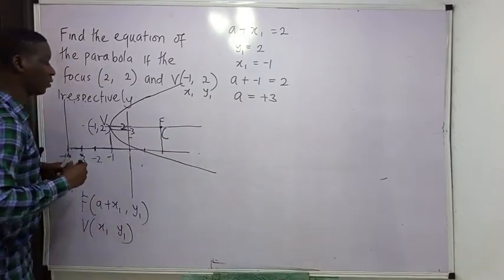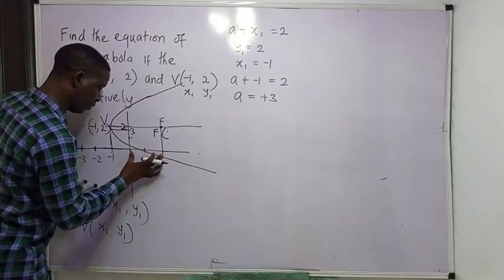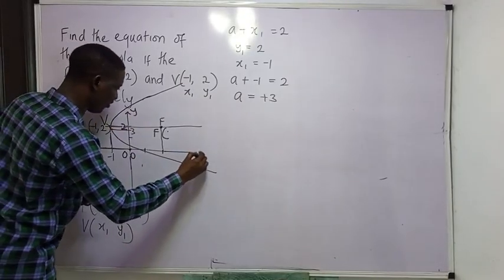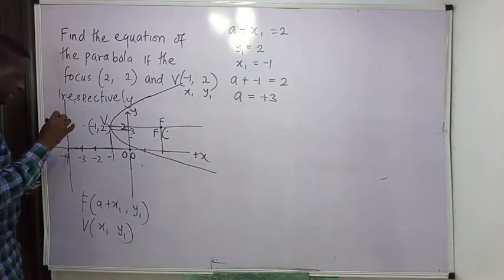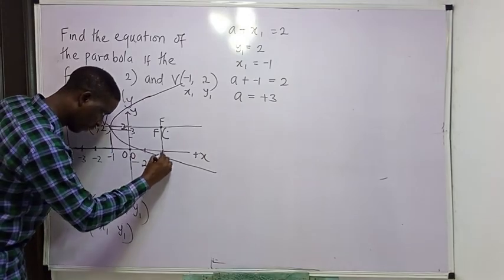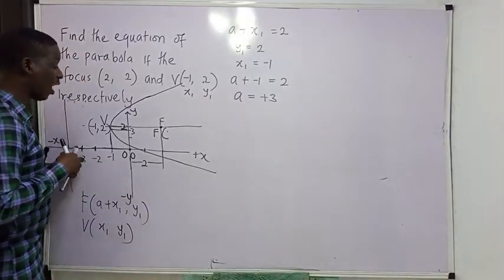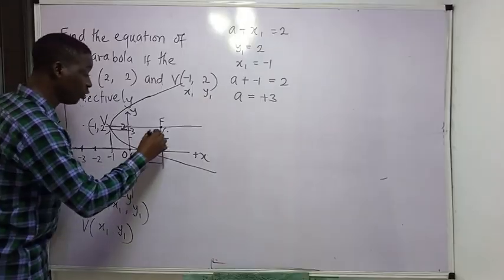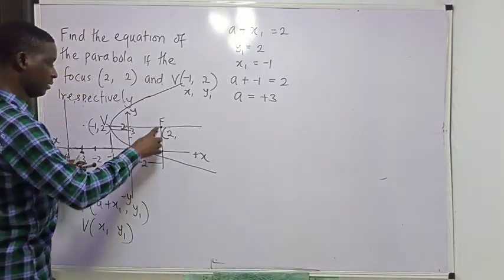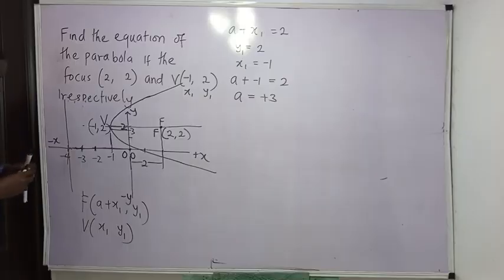What is the coordinate of this focus? From what I have drawn in my rough sketch, the x component will be, don't forget this is the origin of the graph. This is y, this is positive x, here is negative x, and here is negative y. From here to this place will be 2 from the origin. We know that coordinates are always measured from the origin. So this one will be 2, comma, 2, which is what we are given, 2, comma 2.